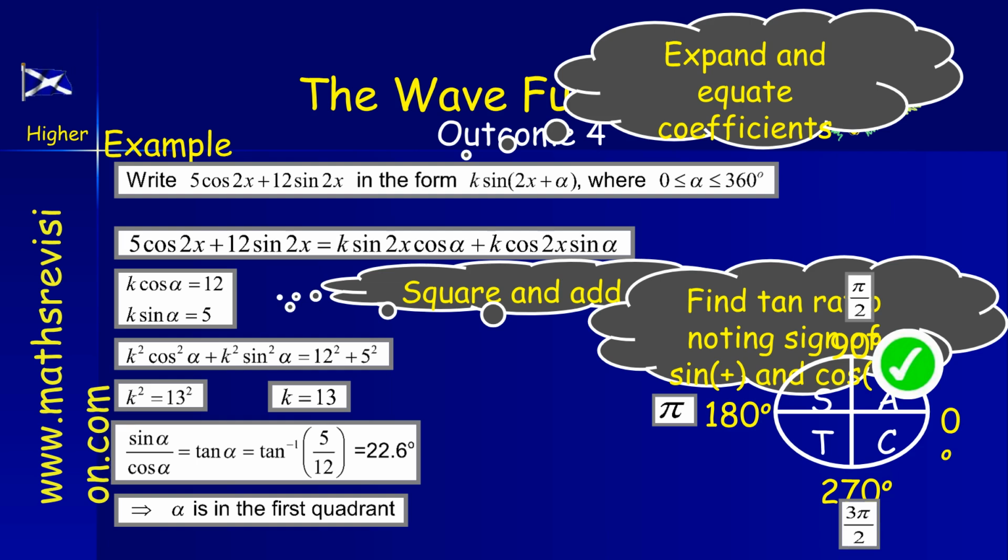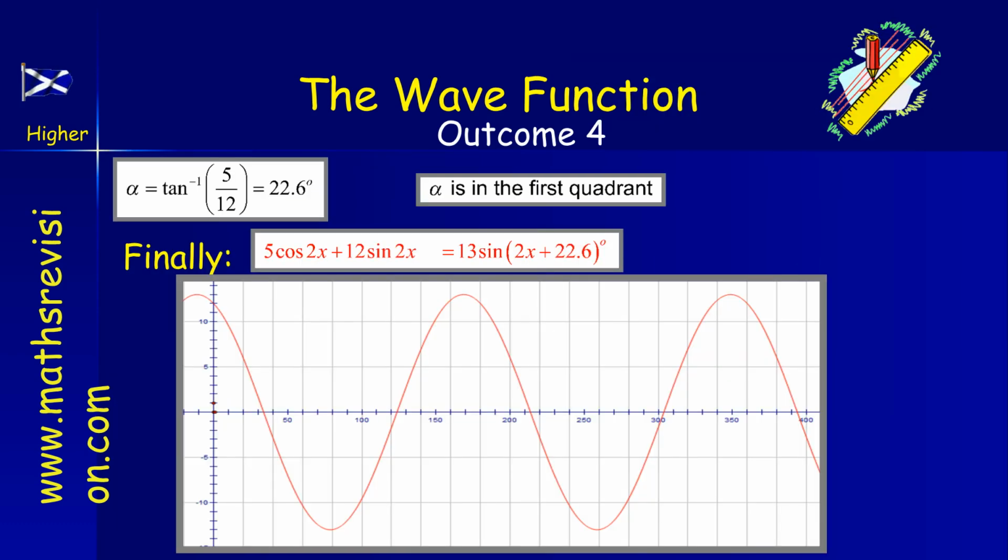For our third example, we write 5 cos 2x plus 12 sine 2x in the form k sine of 2x plus alpha. Following our standard method, we expand, equate coefficients, square, add, and use the tangent ratio to determine k and alpha. The calculation gives us k equals 13, and alpha is 22.6 degrees in the first quadrant. The final expression is 13 sine of 2x plus 22.6 degrees.